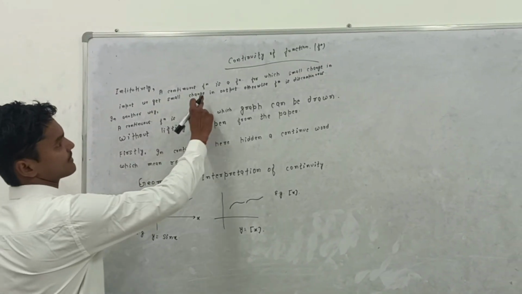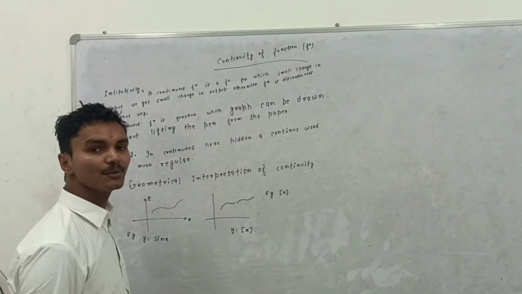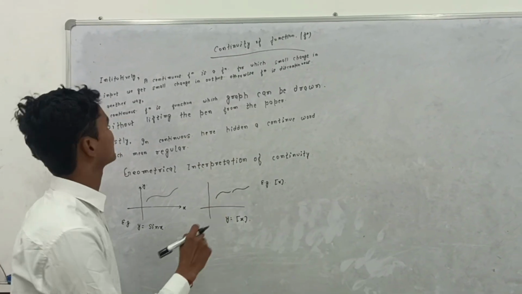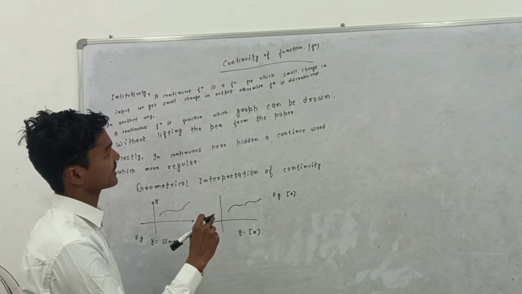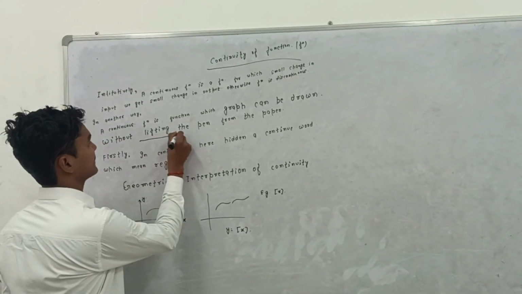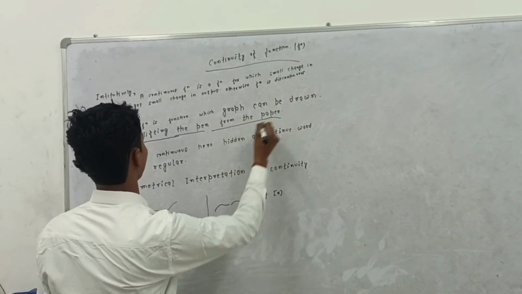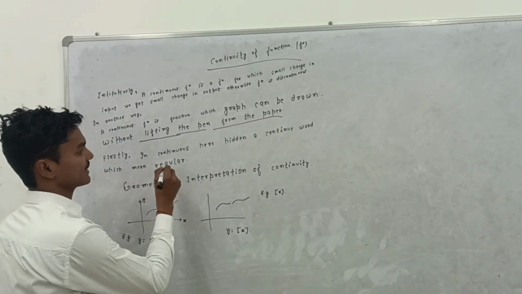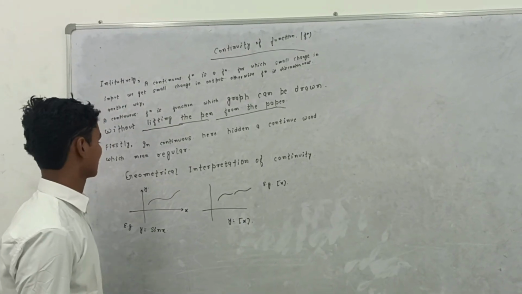Today I will teach a fundamental concept of mathematics, which is continuity. Intuitively, a continuous function is a function for which a small change in input gives a small change in output. In another way, a continuous function is a function whose graph can be drawn without lifting the pen from the paper. This point is important. The word continuous means regular.